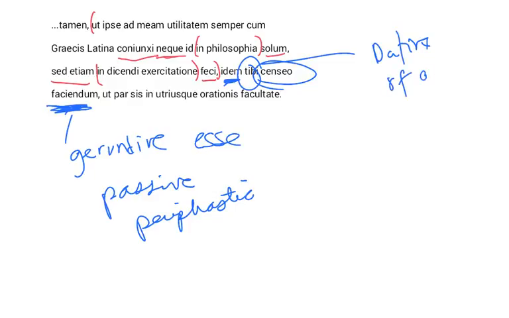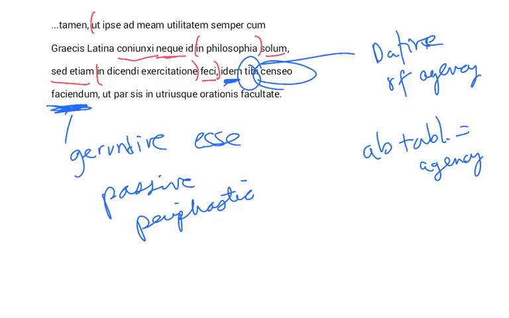Unlike many cases in Latin, in which ab, the preposition with the ablative, is used for agency, with the passive periphrastic we use the dative of agency, and thus tibi. I think that the same thing must be done by you.